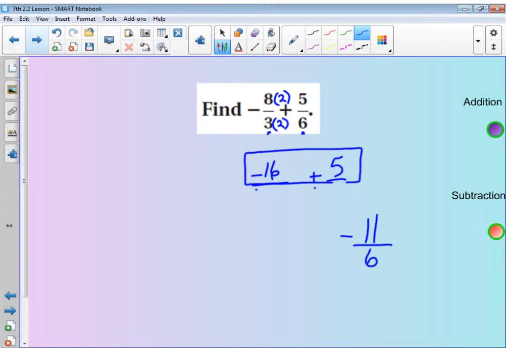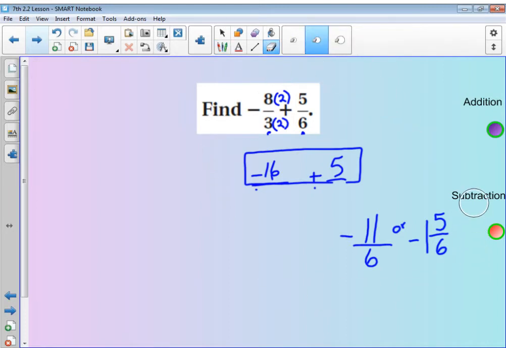I get negative 11 over 6. That as a mixed number, if you want to change it to a mixed number, would be negative 1, which puts me at 6. I have 5 more to get to 11, and it's still going to be over 6. So either of these answers at this point are acceptable. We're going to work in the future more with converting between improper and mixed numbers.